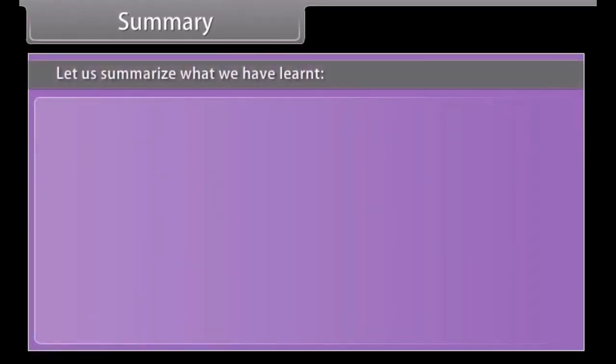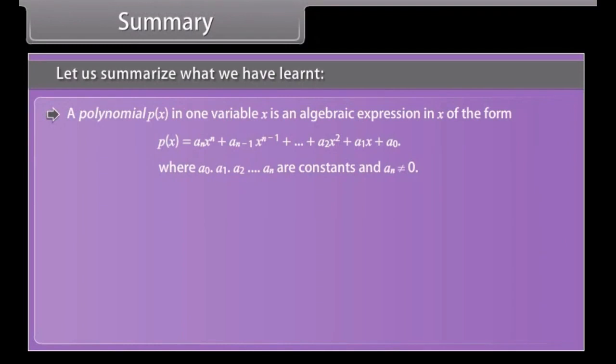Summary. Let us summarize what we have learned. A polynomial p(x) in one variable x is an algebraic expression in x of the form p(x) = a_n x^n + a_(n-1) x^(n-1) + ... + a_2 x^2 + a_1 x + a_0, where a_0, a_1, a_2, and so on till a_n are constants and a_n is not equal to 0.